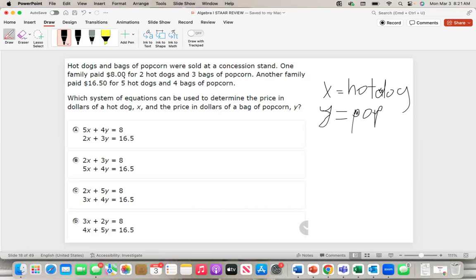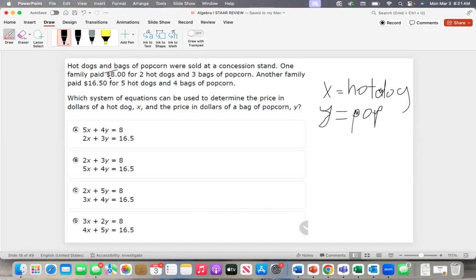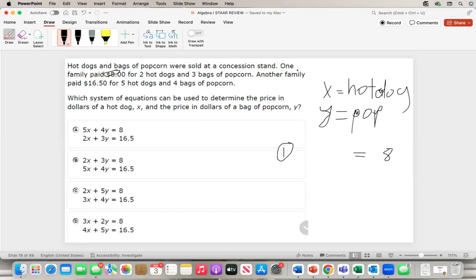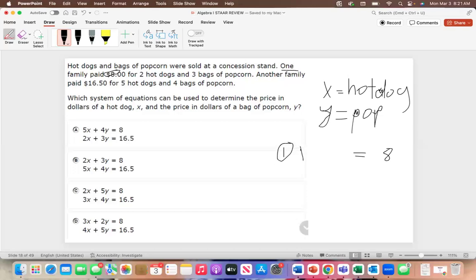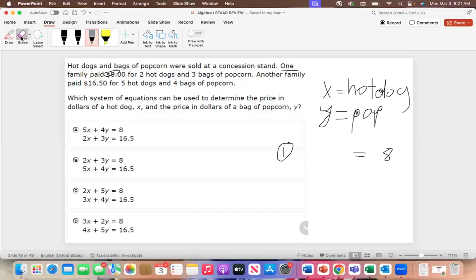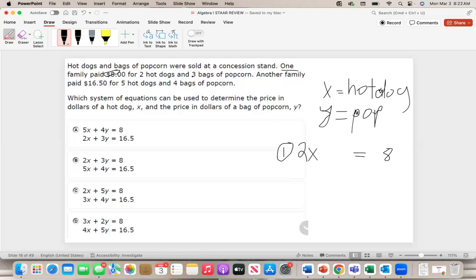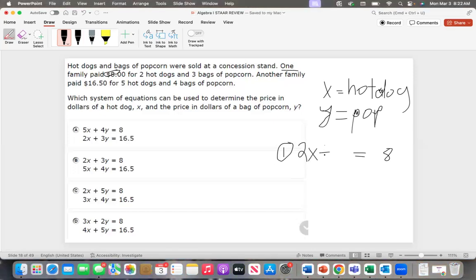So now that we're reading, one family is paying $8. So if we're paying $8, that's the total. So we automatically know our total for the first equation is going to be $8. So we're talking about that first family, family number one. They buy two hot dogs. So we said hot dogs is X. We don't know how much the hot dogs cost just yet, which doesn't matter to us because they have not asked us to solve that. They just want us to write an equation that will represent it. So we know we have two hot dogs that we purchased and three bags of popcorn, and we said popcorn is represented by Y. So our first equation is already set. 2x plus 3y equals $8.